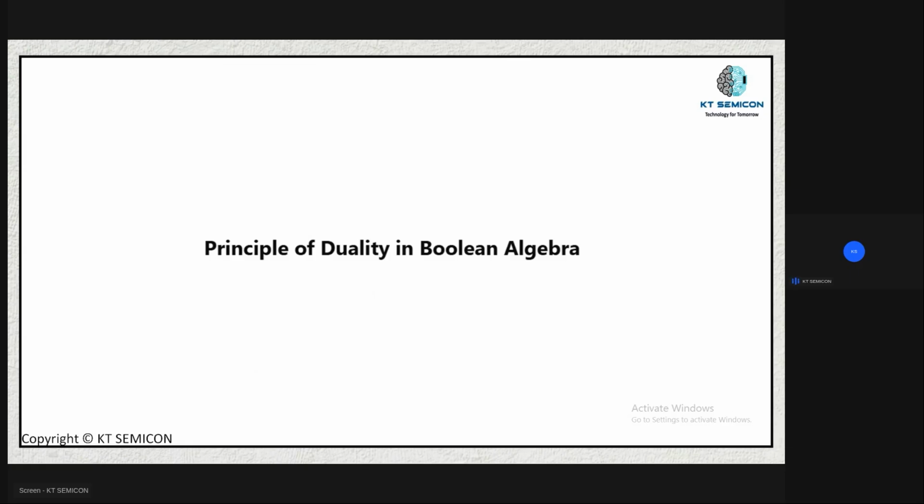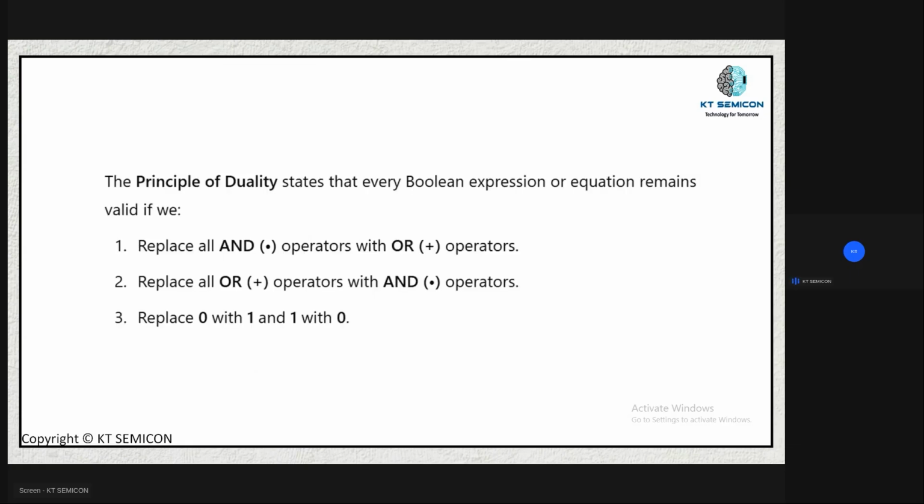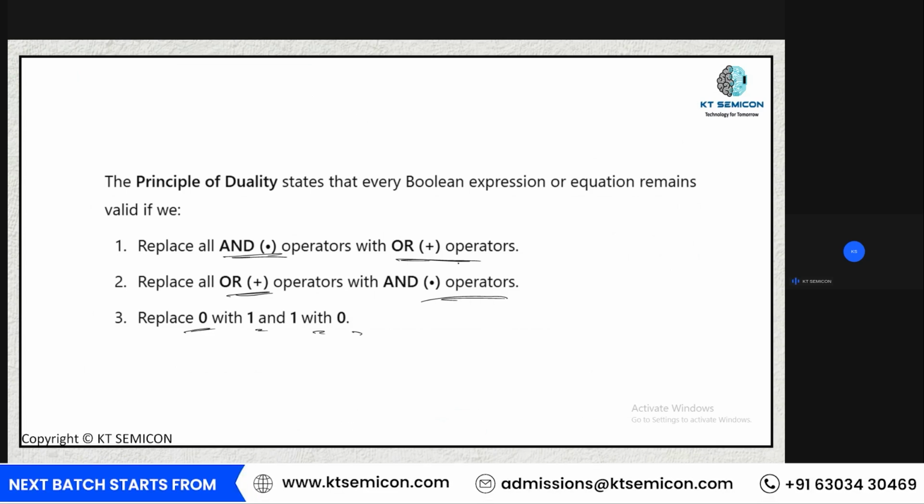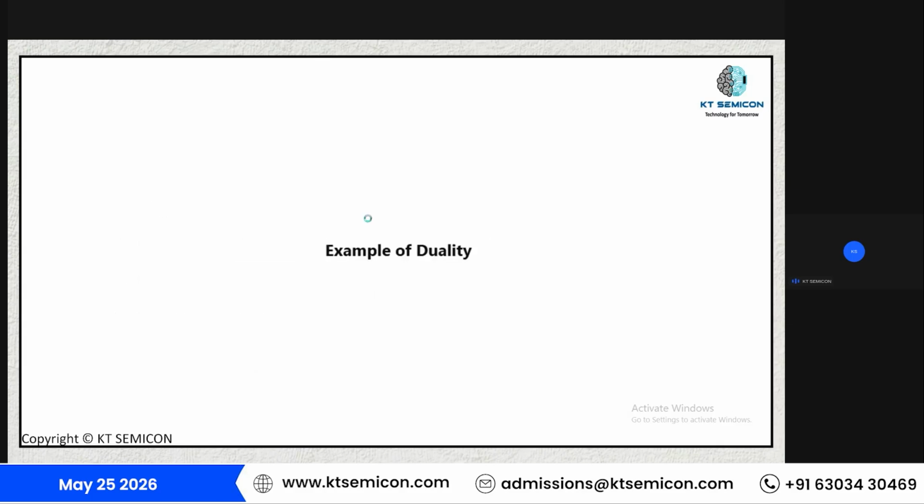Next is the principle of duality in Boolean algebra. What do you mean by the principle of duality? You simply replace AND operators with OR operators, replace OR operators with AND operators, and replace 0 with 1 and 1 with 0. That is nothing but your principle of duality. And if you change this, your Boolean expression or equation remains valid.